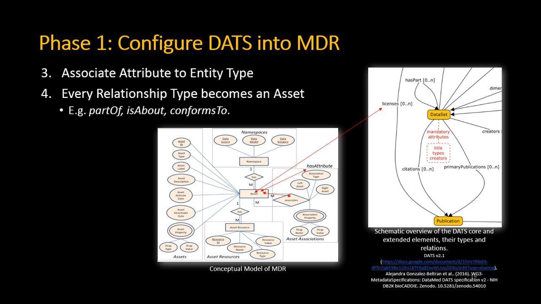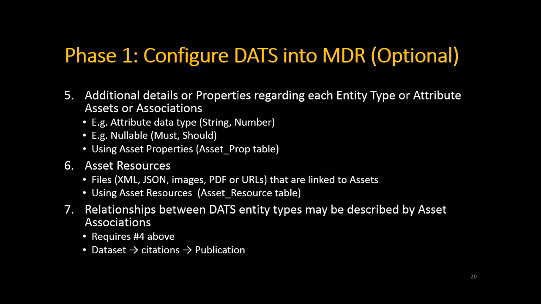After that, in step 4, the relationship types in your DATS model could also become assets, and you can use them to do things like associations later on. Most of the configuration in the MDR is actually optional. And here are some more additional things you can configure into the MDR: things like data types for your attributes, and whether some attribute is nullable or not. I remember in your DATS documentation, there are some properties about nullable, whether they are required, must, or should, and things like that.